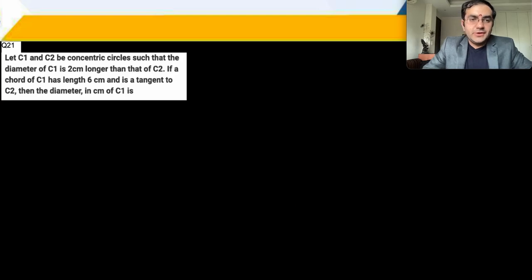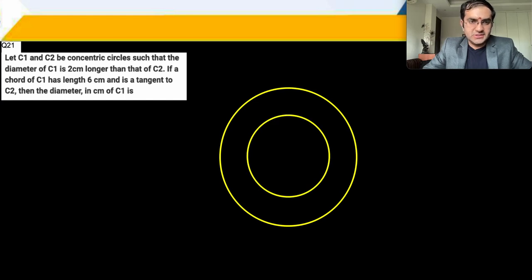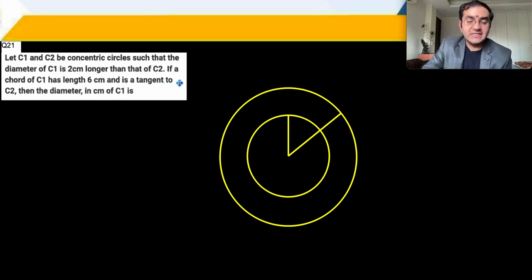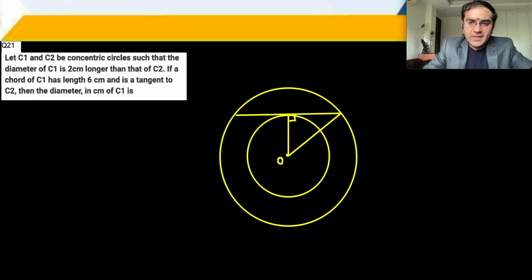This is a basic geometry question. Let C1 and C2 be concentric circles such that diameter of C1 is 2 centimeters longer than C2. So we'll draw 2 concentric circles and इनका center और radius भी बना देते हैं. So you have the radius of the smaller circle, now you have the radius of the larger circle. If a chord of C1 has length 6 centimeters and is a tangent to C2, I will draw a chord on C1 which is a tangent to C2, something like this. So it becomes the tangent, and then you have the center over here O.